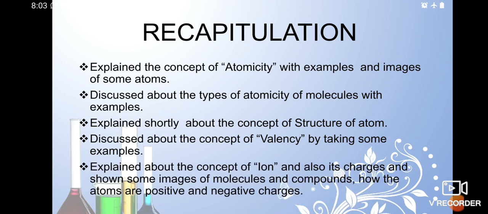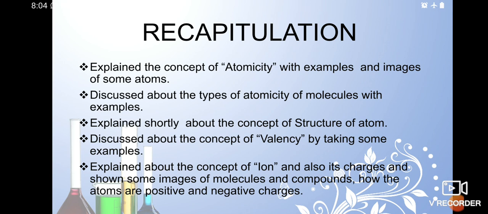Next, we also explained the concept of ion and its charges, and showed some images of molecules and compounds, how the atoms are getting positive and negative charges, which ones are called cations and which ones are called anions. Cation has positive charges and anion has negative charges. These were all discussed in the previous classes.